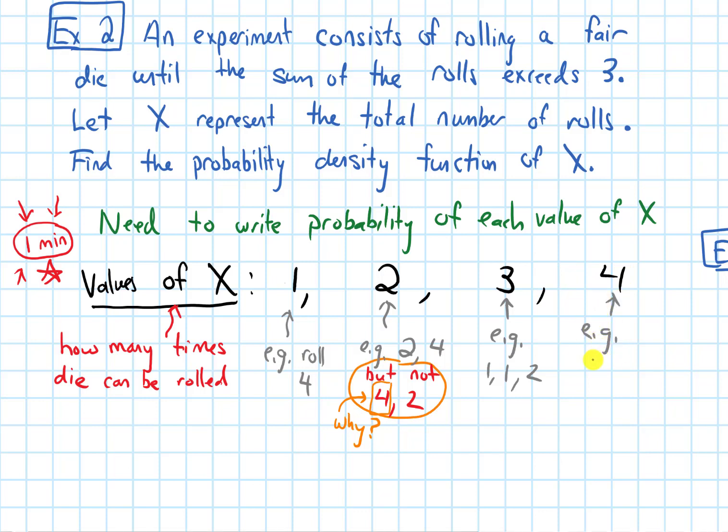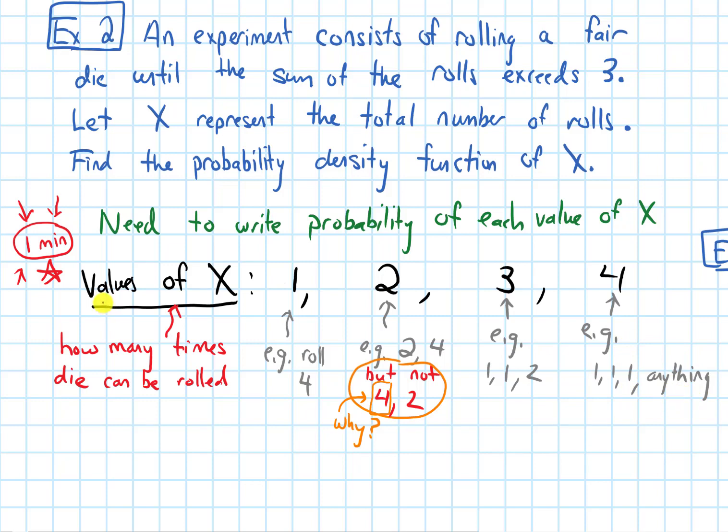It would be 4 rolls. For it to be 4 rolls, it means on the first 3 rolls, the sum can't be bigger than 3. The only way to make that happen from 3 rolls is if it's 1 and then 1 and then 1. That's the only way I'm not going to go bigger than 3 from my first 3 rolls. But after I do that, then the last roll could be anything. It could be anything, and I would end up with a sum that's larger than 3.